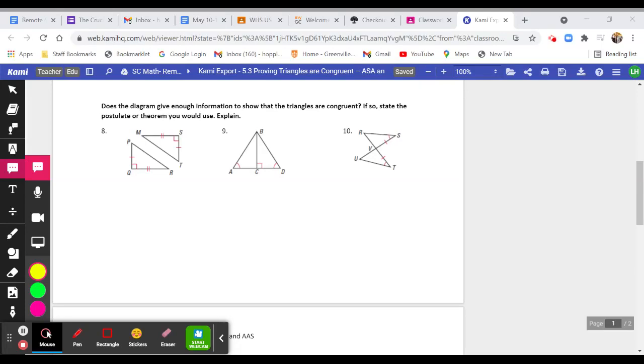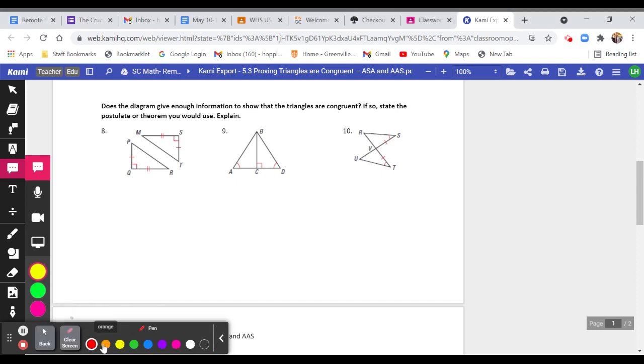For problems 8 through 11, it asks, does the diagram give you enough information to show the triangles are congruent? If so, state the postulate or theorem you'd use and explain. So again, you're looking at the triangles given and you want to figure out, can I use one of the 4 theorems I know to prove that these 2 triangles are congruent?